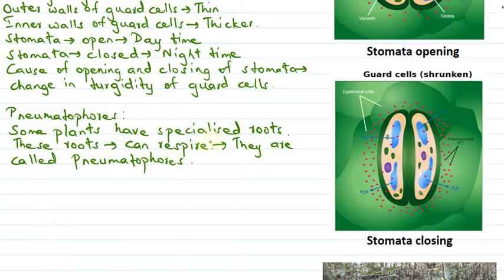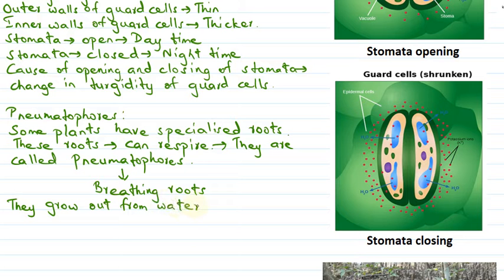So pneumatophores are specialized roots present in some plants that can respire. Hence, they are also known as breathing roots. Pneumatophores are also known as what? They are also known as breathing roots. They grow out from the water surface.